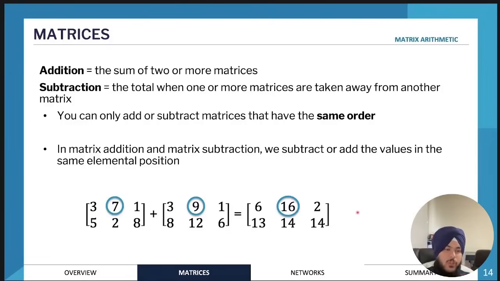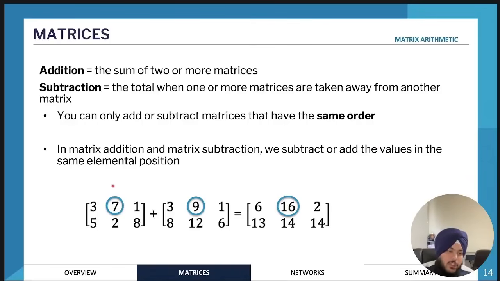Okay, so now we'll move on to matrix arithmetic. Matrix arithmetic will cover addition, subtraction, and multiplication of matrices. Addition and subtraction are pretty straightforward. There's just one rule you need to know: if you're adding or subtracting matrices, they need to have the same order. So the matrices need to have the same order.